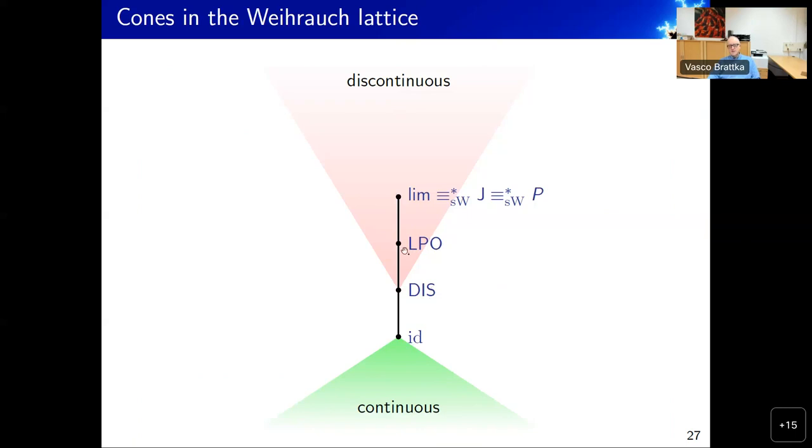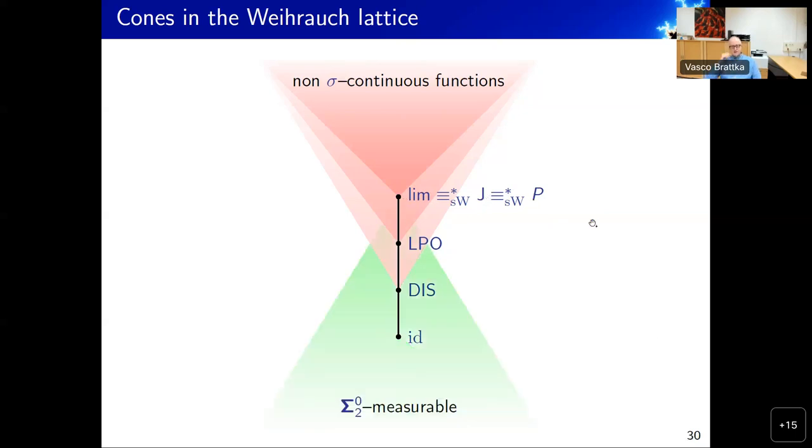We don't need the axiom of determinacy for the observation that there's also a simplest single-valued discontinuous function, which is just the zero test on Baire space, also called LPO. And then we have this equivalence class of the Turing jump, which also contains the limit map on Baire space and the Pawlikowski function. And that's kind of minimal for the non-sigma continuous functions if you accept the axiom of determinacy. And it's worth mentioning that this equivalence class is not just complete for the non-sigma continuous functions, it is also complete for the sigma 2 measurable functions. So these are the functions where the preimages of open sets are F sigma sets.